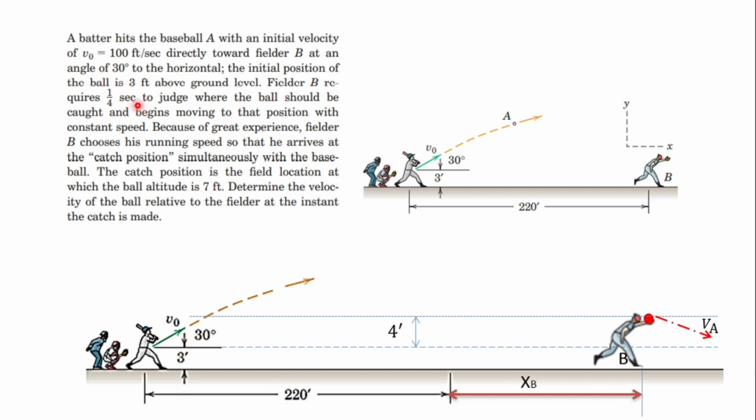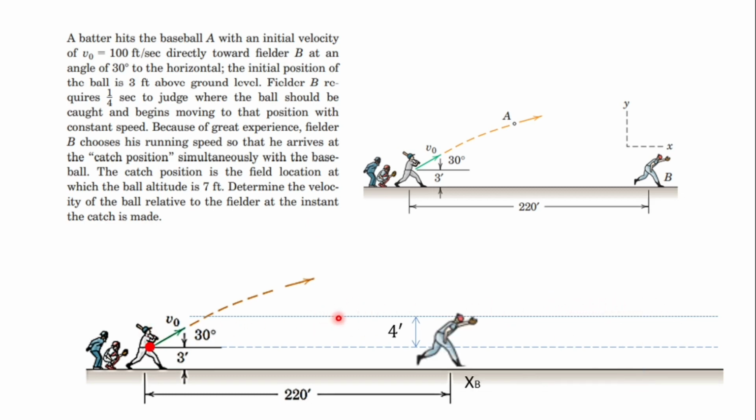Fielder B requires 1/4 second to judge where the ball should be caught and then begins moving to that position with a constant speed. Because of great experience, fielder B chooses his running speed so that he arrives at the catch position simultaneously with the baseball. The catch position is the field location at which the ball altitude is 7 feet. Determine the velocity of the ball relative to the fielder at the instant the catch is made. So this is the question.